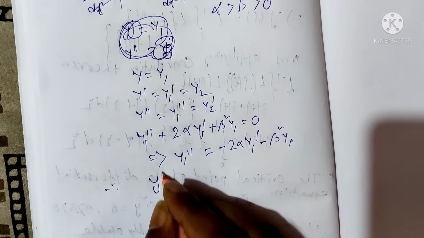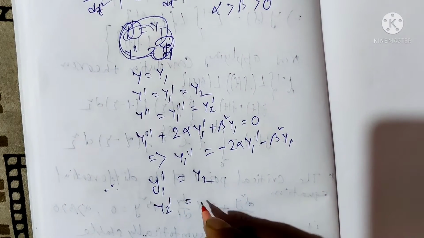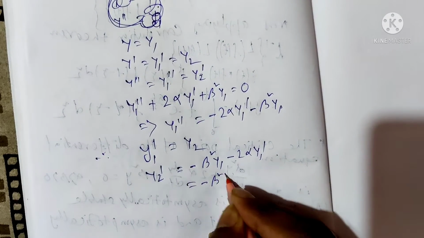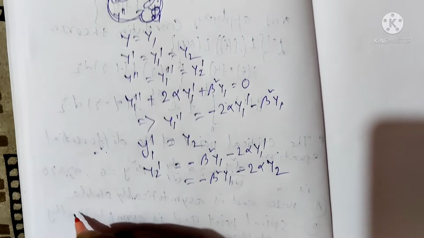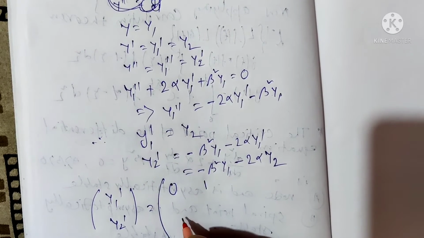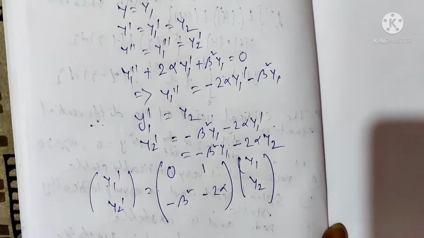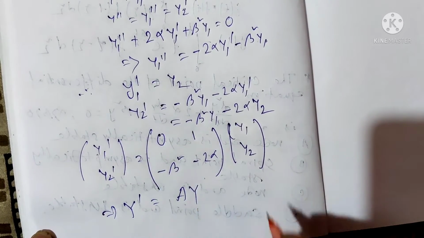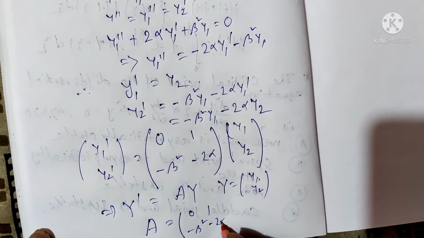Therefore y1 dash equals y2, and y2 dash equals minus β² y1 minus 2α y1 dash, which equals minus β² y1 minus 2α y2, since y1 dash is y2. Therefore the system is (y1 dash, y2 dash) equals the matrix [0 1; minus β², minus 2α] times (y1, y2). This is the system of linear equations, y dash equals A y, where y equals (y1, y2) and A equals [0 1; minus β², minus 2α].